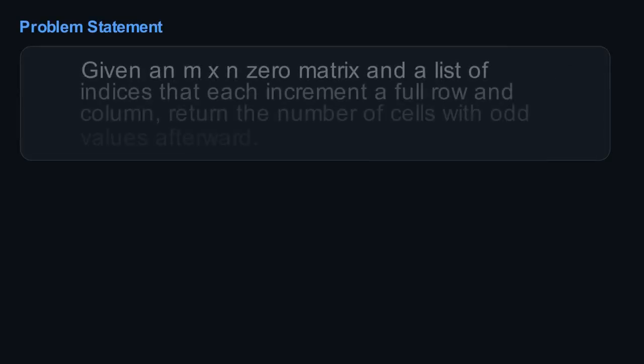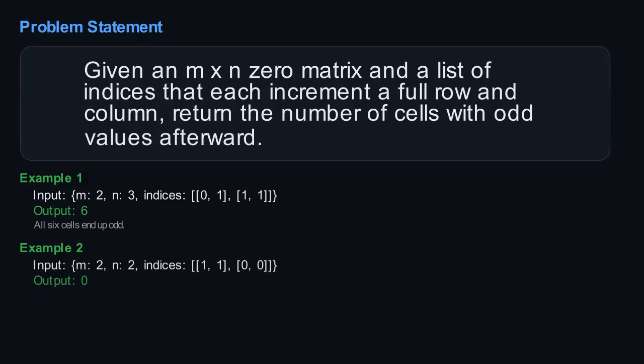You're given matrix dimensions m and n, and an array of indices. Each index pair, say row R and column C, means you increment every cell in row R and every cell in column C. After all operations, we need to return the total number of cells in the matrix that have an odd value. The core task is to count these odd cells efficiently.